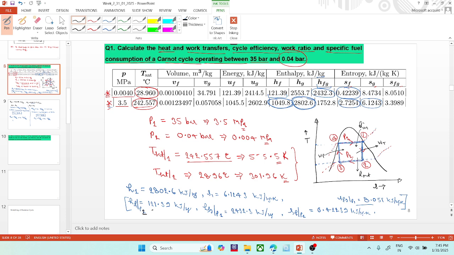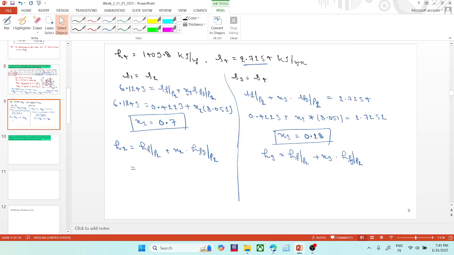This is at pressure P2, also at pressure P2. So this value was 121.39 plus x2 is 0.7 into HFG was 2432.3.